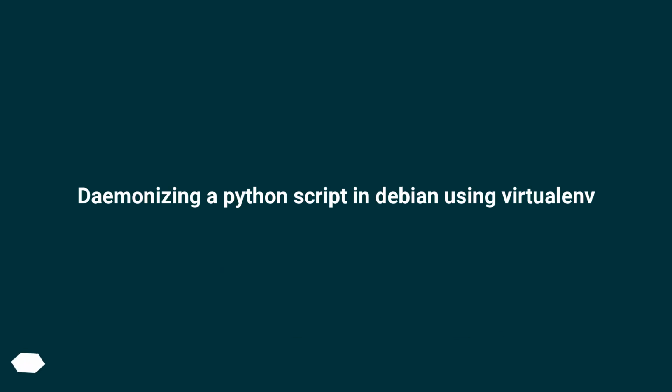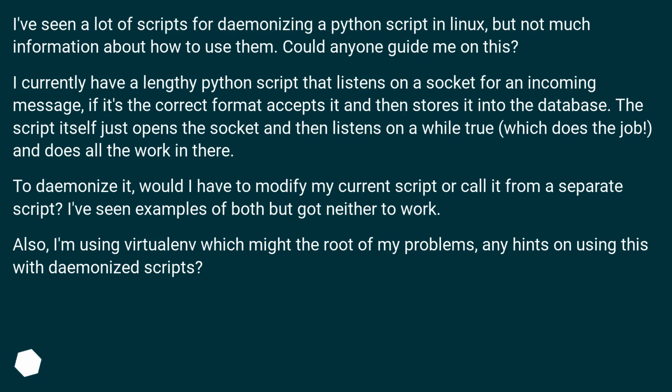Demonizing a Python script in Debian using virtualenv. I've seen a lot of scripts for demonizing a Python script in Linux, but not much information about how to use them. Could anyone guide me on this?